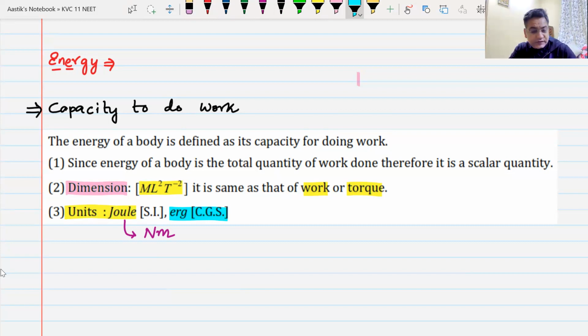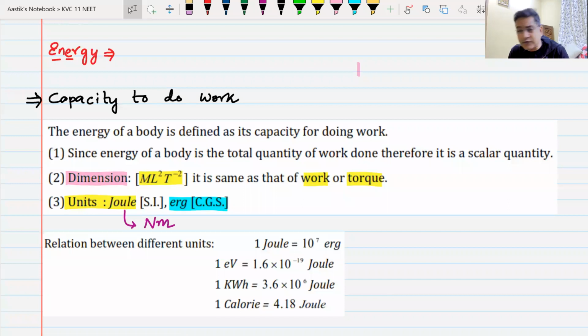Then there is one more unit which is used, which is electron volts. So here is a table that you can see on your screens. This tells us the relation between different units of energy or different unit of work. Remember these because you might be using it in some questions. So the first thing is 1 joule is 10⁷ erg. Joule is the SI unit. Erg is the CGS unit.